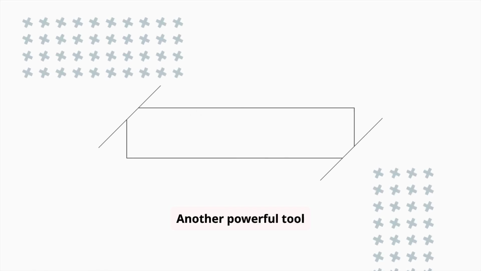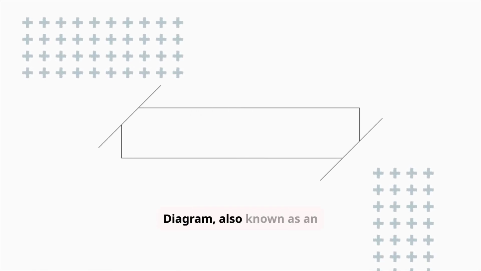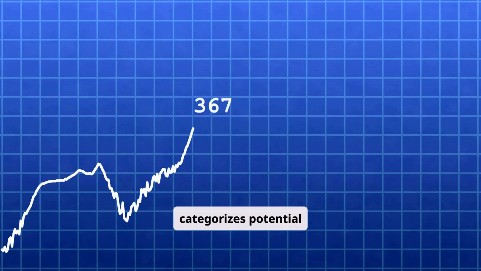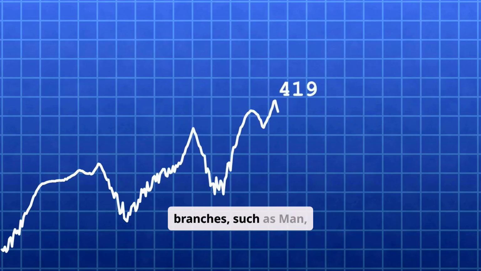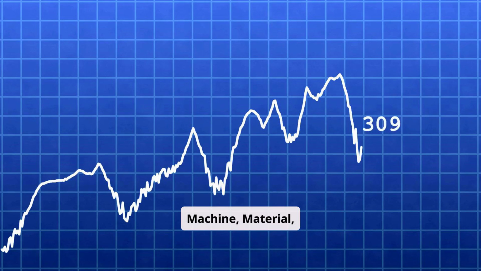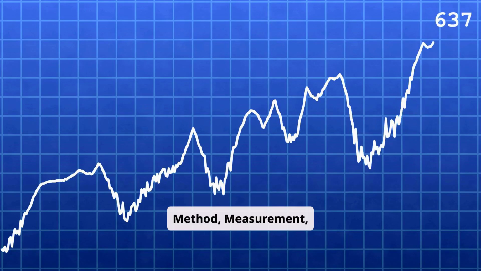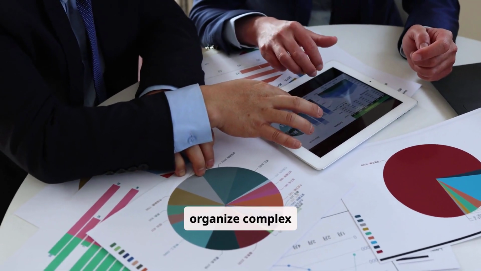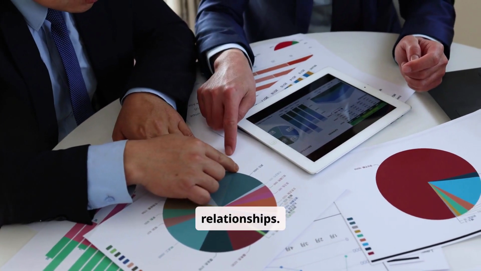Another powerful tool is the fishbone diagram, also known as an Ishikawa diagram or cause and effect diagram. This visual tool categorizes potential causes into major branches, such as man, machine, material, method, measurement, and environment. It helps organize complex information and identify relationships.